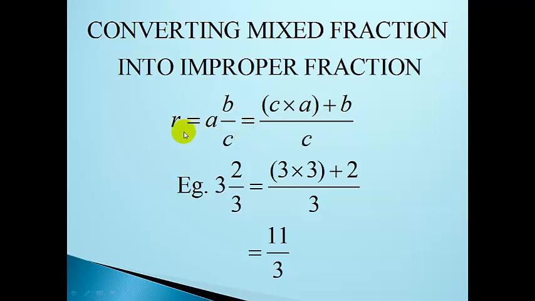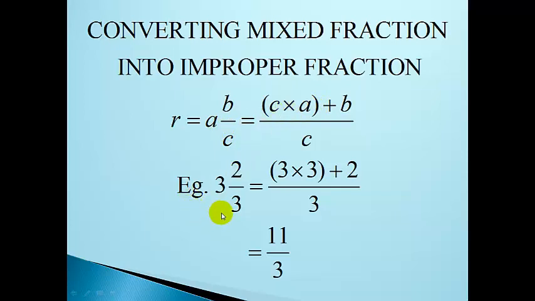So R is equal to C times A plus B divided by C. That is the denominator of the fraction times the whole number plus the numerator, all divided by the denominator. So that is how we convert mixed fraction to improper.